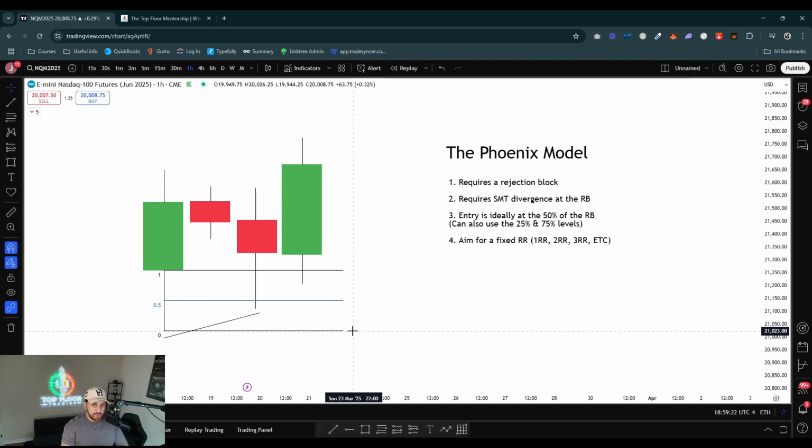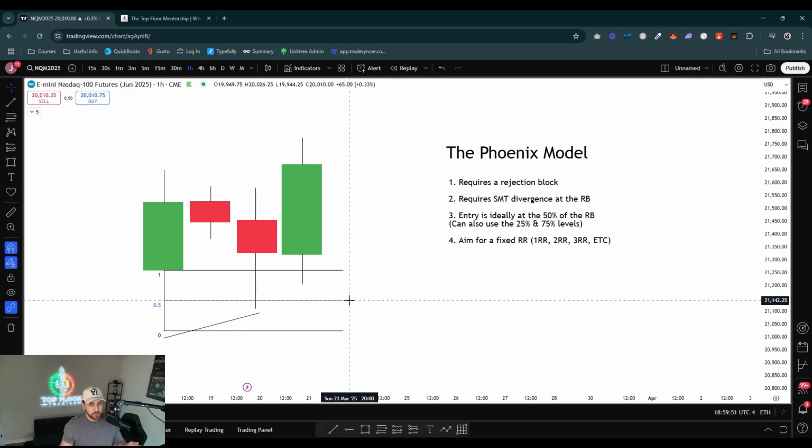And the TP is actually a little bit of a variable. It's very subjective. You can aim for a fixed RR, like a 1R, a 2R, a 3R, a 4R, a 5R, etc. Or you can aim for any lower time frame buy side or sell side, internal sell side, internal buy side, whatever it is you guys want to aim for. You can aim for a fixed RR. It's probably the best thing to do with this, because if you can snipe the 0.5 of a rejection block and you have SMT divergence to confirm it, you can make a lot of money.